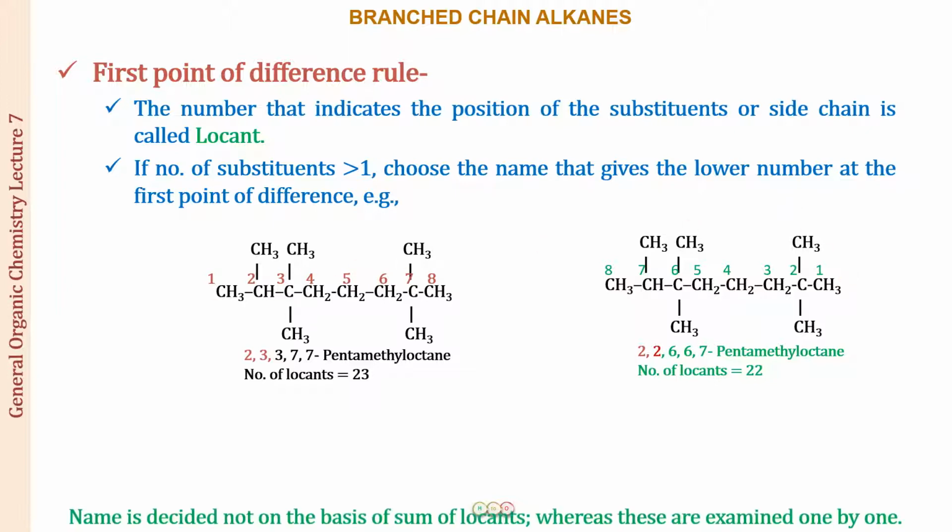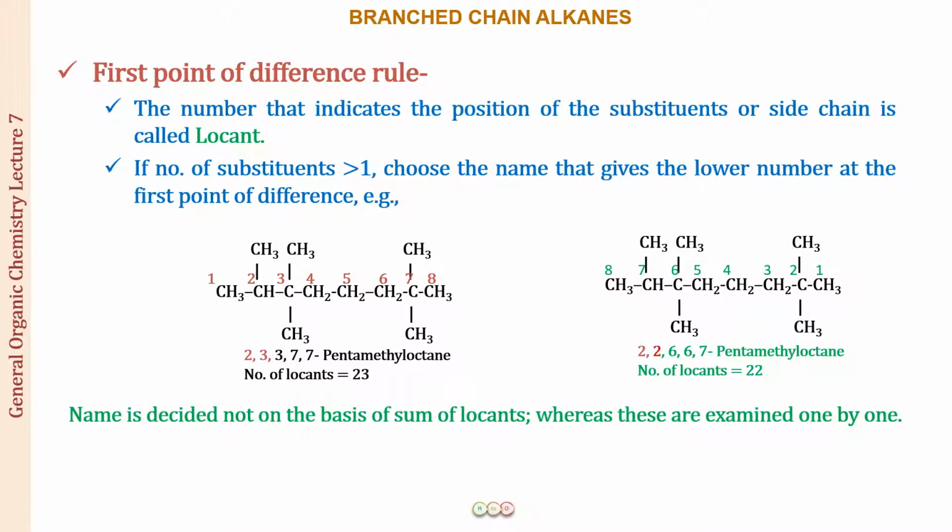Perfectly fine? Okay. Now, what you have to remember over here is the name is decided not on the basis of the sum of the locants. These are going to be examined one by one. So the name you are going to give, you are just going to number all the locants and you will be numbering it, okay? So you are not going to sum up the locants and write the name of the molecule.